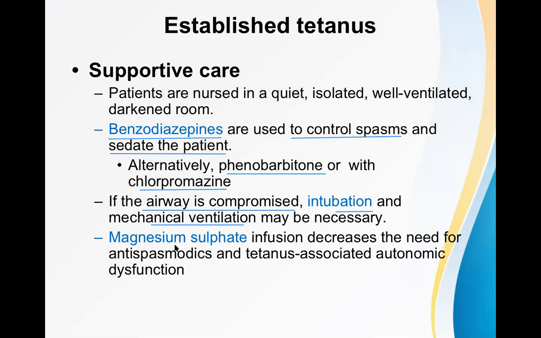One other drug which we can try is magnesium sulfate. This magnesium sulfate infusion decreases the need for antispasmodics and tetanus-associated autonomic dysfunction, so it can be tried.